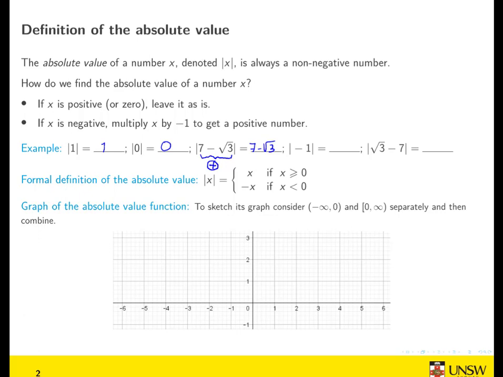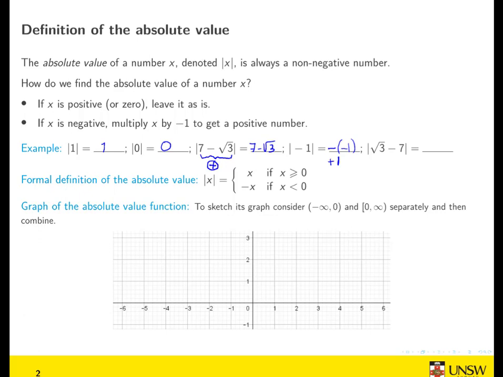Now, for the first time, absolute value of a negative number. The rule says if your number is negative, you multiply it by -1, or if you'd like, you put a negative sign in front of it. So we get minus -1, which is +1. And we indeed got a non-negative number. That's what the absolute value does.